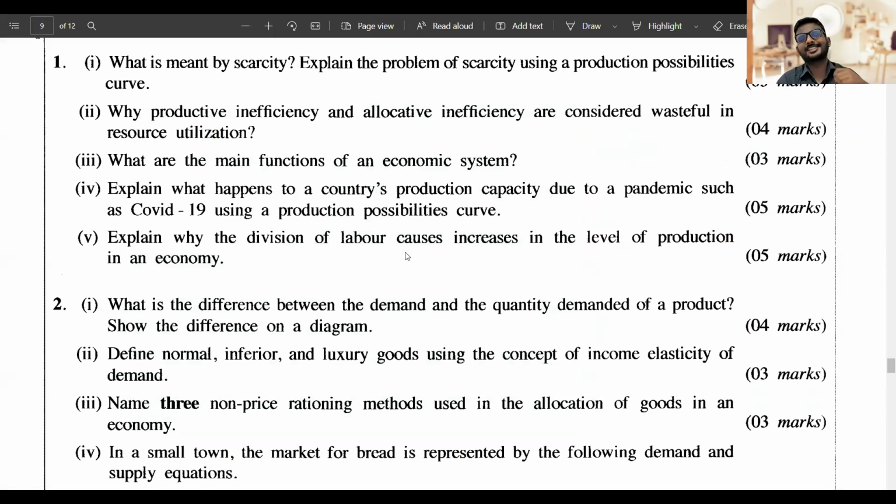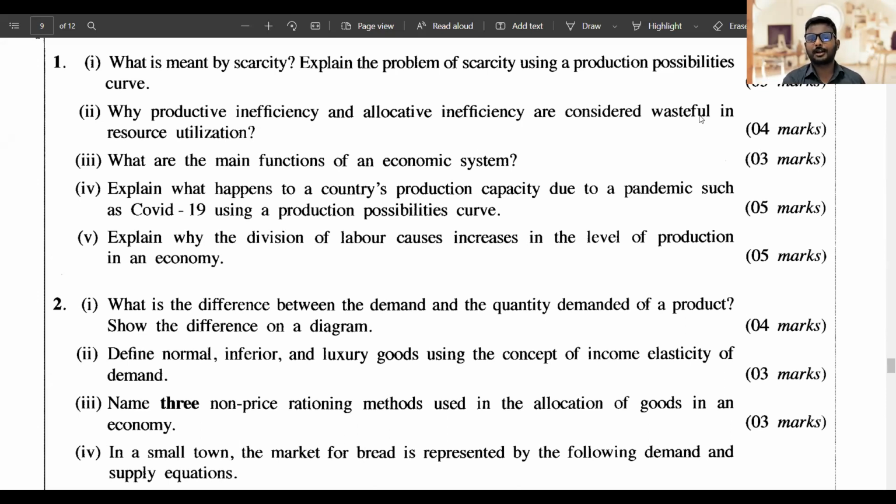Right. Next question is something important and very timely at that time. 2020 students did their A level in 2021 April or something, I believe. So by that time, the question that was very relevant to that time is here. Explain what happens to a country's production capacity due to a pandemic such as COVID-19 using a production possibilities curve. Right. So 5 marks for this. Okay. So you have to do some big stuff here. 5 marks, not even 4.